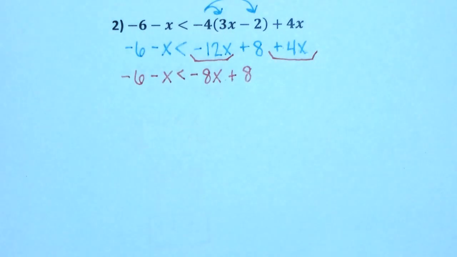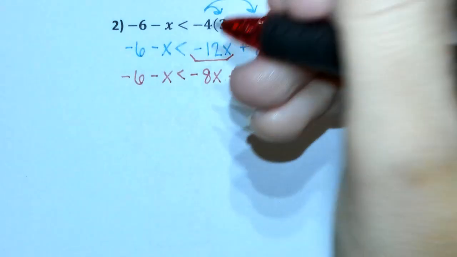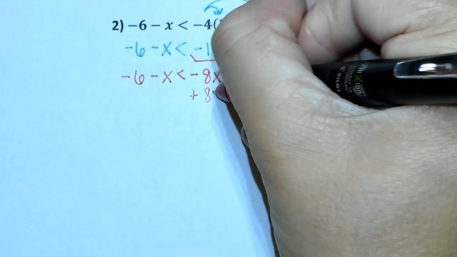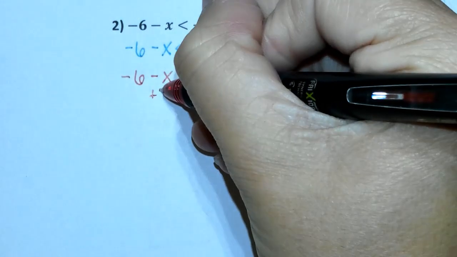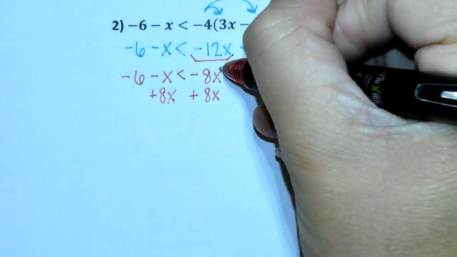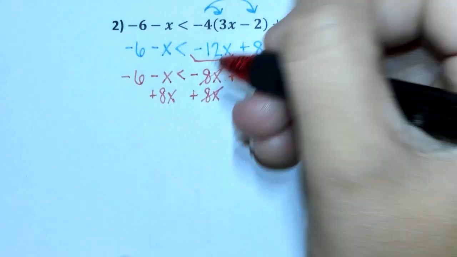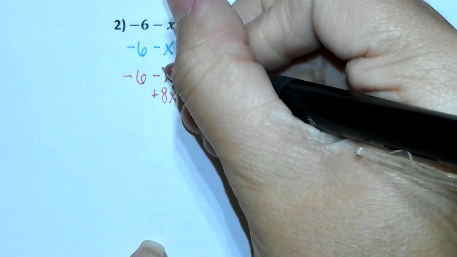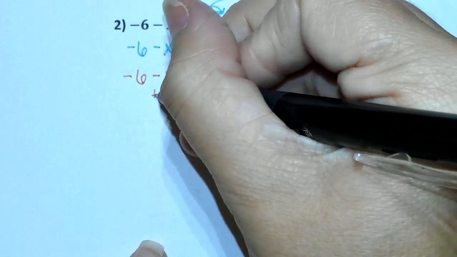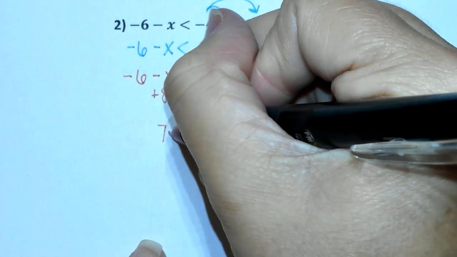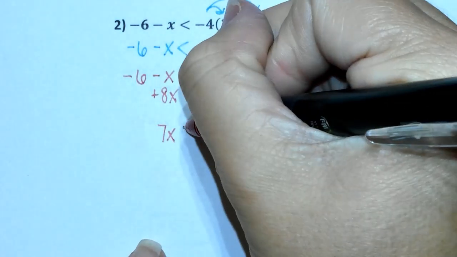Okay, from there, I get my x's on one side, my variable terms on one side, and my constants on the other. So what I would do is add 8x to both sides. Negative 8x plus 8x cancels on the right side. On the left side, I've got negative, there's an invisible 1 there, so negative 1x plus 8x is a positive 7x.